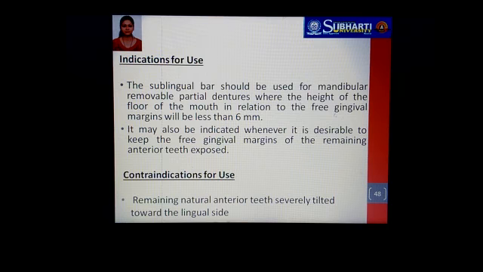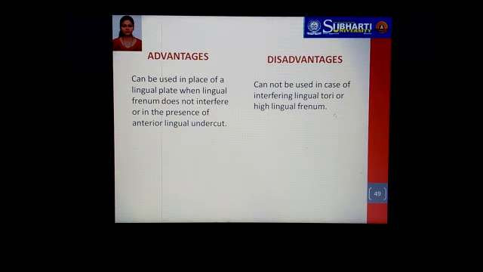Advantage: it could be used in place of a lingual plate when the lingual frenum does not interfere or in the absence of an anterior lingual undercut. It cannot be used in case of interfering lingual tori or a high lingual frenum. So these are the advantages and disadvantages of this type of design.